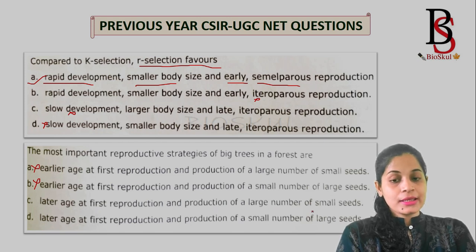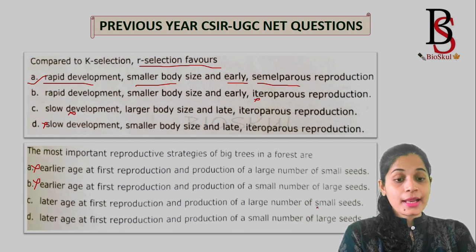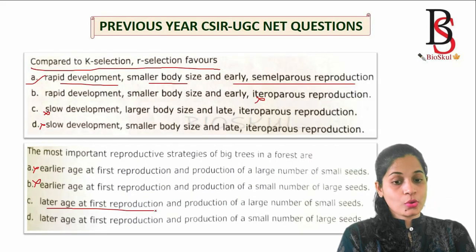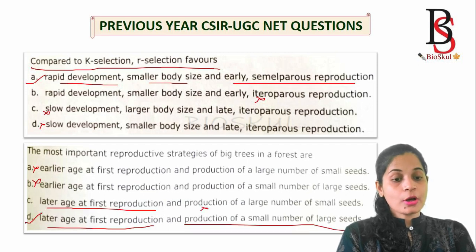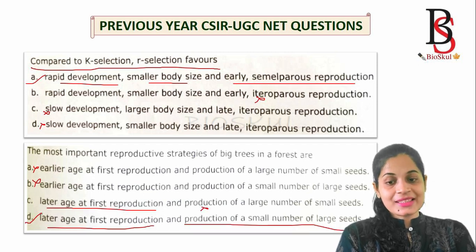So let's see. They have later age at first reproduction. In both the cases, both are correct. Production of a large number of small seeds. No. In this case they have the production of a small number of large seeds. So the correct answer is option D.